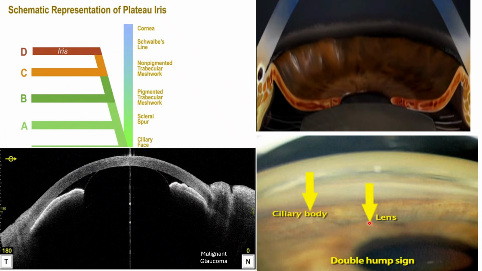Now, this figure shows the plateau iris with what's known as the double hump appearance, where you will find elevation of the iris just beyond the pupil, and at the far periphery of the iris there will be another elevation. This is seen by gonioscopy. In plateau iris the iris is flat, however there is elevation at the insertion of the iris, and the angle is occluded due to opposition of the iris at this area. This is the grading of the angles. If the iris is closed here, it will cause acute angle closure.